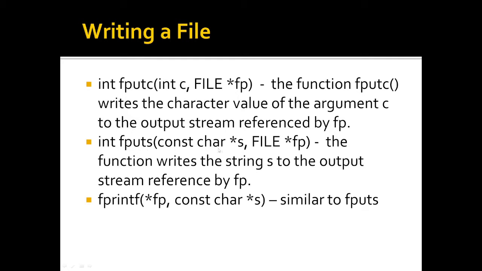fputs is similar to this one, but instead of just a single character, we write a whole string. That's the only difference. The function writes the string s to the output stream referenced by fp. fprintf is also similar to fputs, but with different syntax. We have the file pointer first, and then we have the string, similar to fputs.